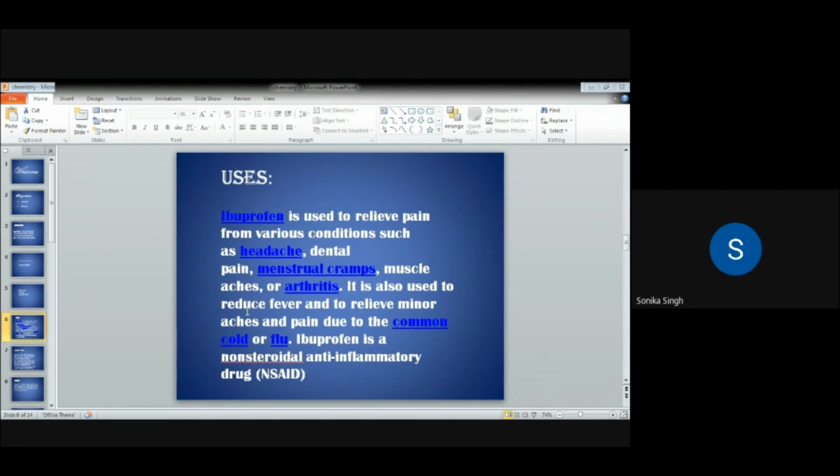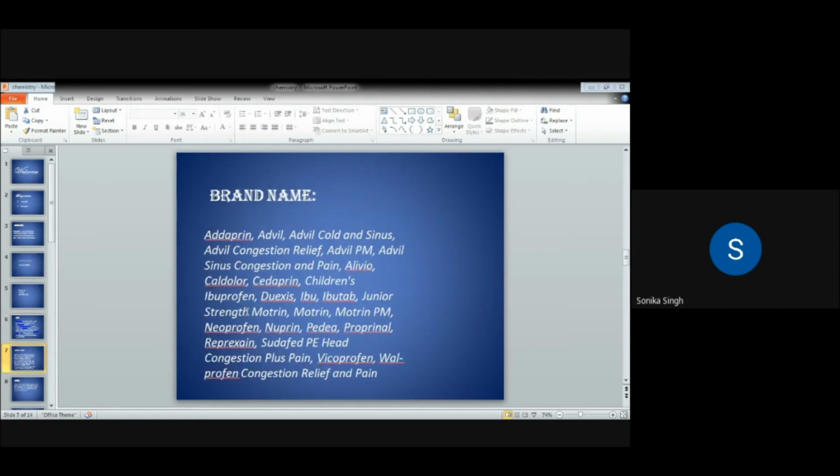The other uses for it are headache, dental pain, menstrual cramps. It means that it is normally used in pain, whatever pain it is, like it is used in fever or any of the. It is also recommended when we had an operation and all that. These are the brand names under which it is available in the market.